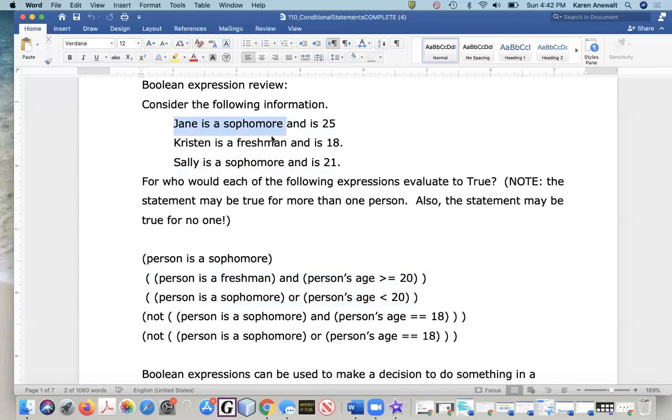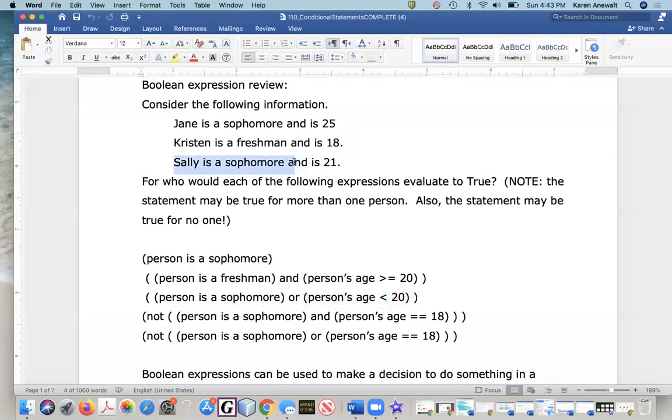Jane is a sophomore, and because the or condition only requires one of the two expressions to be true for the overall expression to be true, she meets the criteria. She's a sophomore, and it doesn't matter that she's not less than 20 years of age. Kristen would also make the expression true. She's not a sophomore, so the first sub-expression would be false, but she is younger than 20, so the second sub-expression would be true. And again, with an or operation, if either or both of the sub-expressions is true, then the overall expression is true.